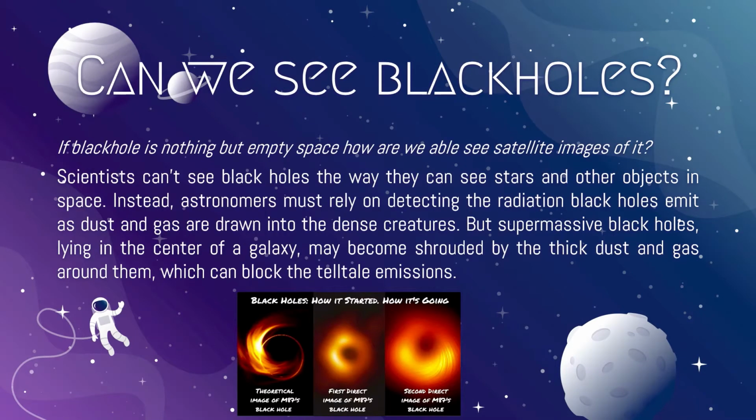Scientists can't actually see black holes the way they can see stars and other objects in space. Instead, astronomers must rely on detecting the radiation black holes emit as dust and gas are drawn into the dense creature. But supermassive black holes lying in the center of a galaxy may become shrouded by the thick dust and gas around them, which can block telltale emissions.